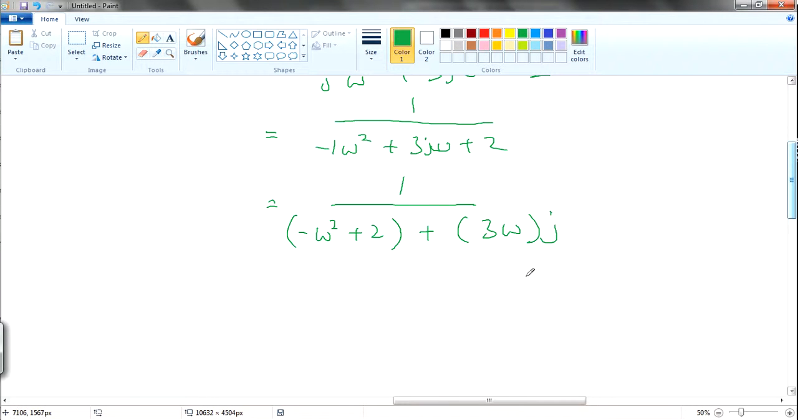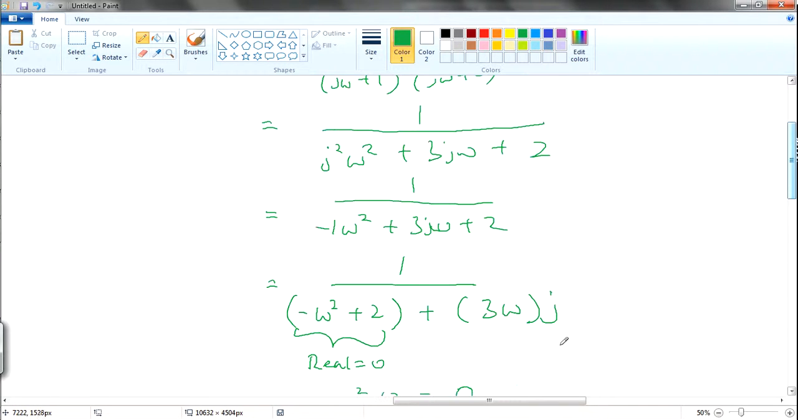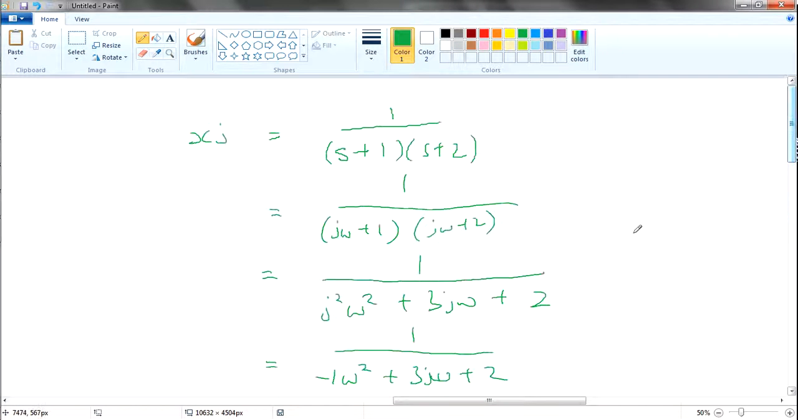As you can see, there's a certain trend already. So this real number, we know that the real number is equal to 0. Therefore, minus omega square plus 2 is equal to 0. 2 is equal to omega square. Hence, omega equals square root 2. Ta-da! And then if you sub into our transfer function, you definitely get back your 0.235 again. So this is quite straightforward.